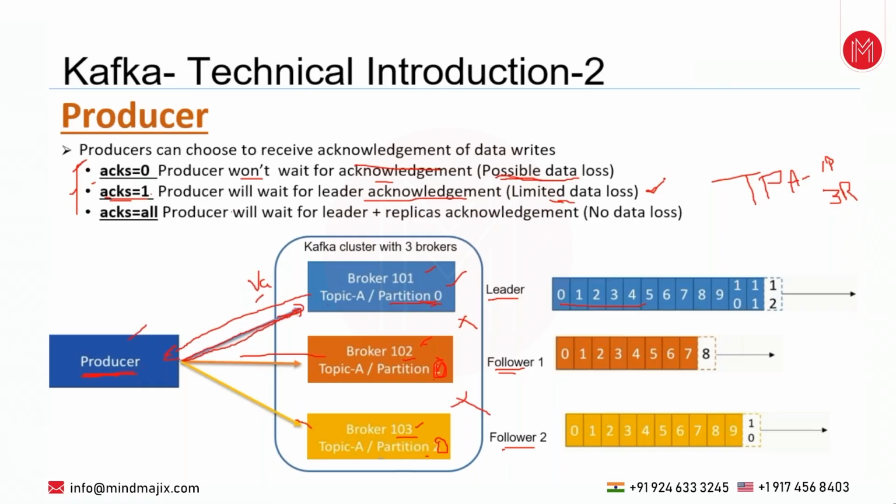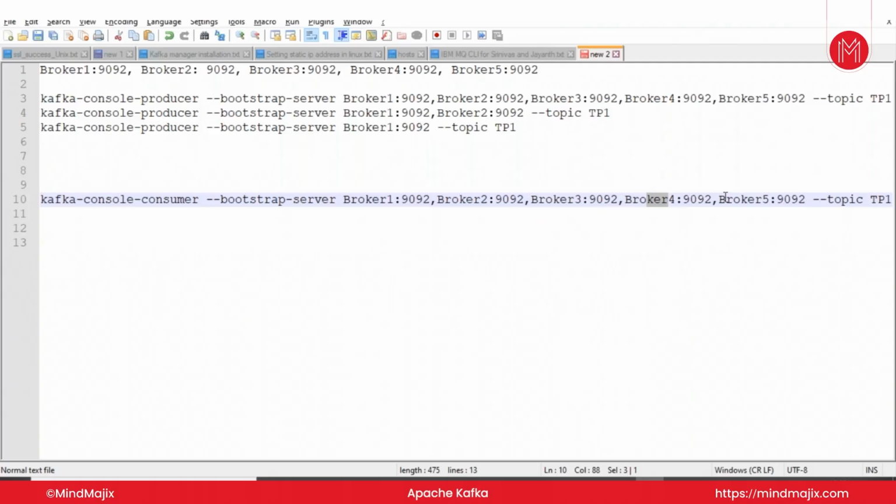So clear with acks equal to 1. A producer will use all the brokers list, and from which broker it has to write, it will automatically know, right? In the same way, whenever a consumer is consuming the data, they will use a command like kafka-console-consumer, and the bootstrap server is going to be all the Kafka brokers list and then the topic name. Now the consumer knows: should I connect to broker 1, broker 2, or broker 5? The consumer automatically knows which broker is available, and from there it will consume the data.